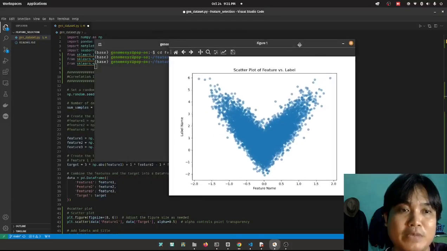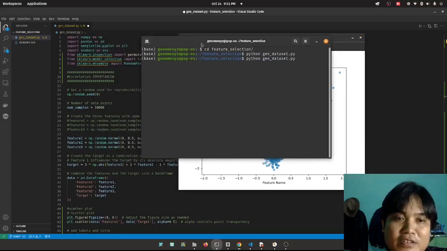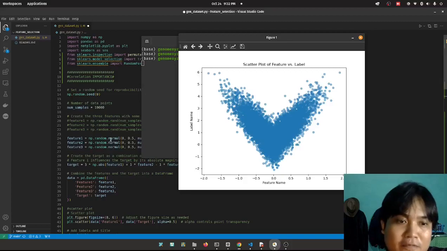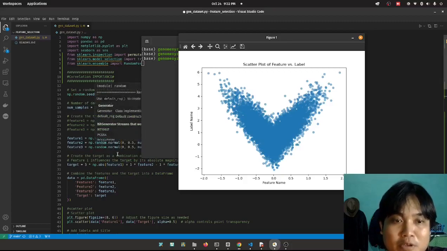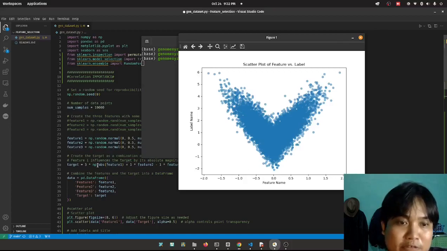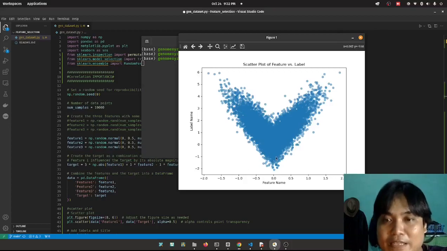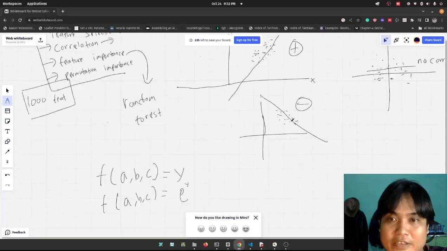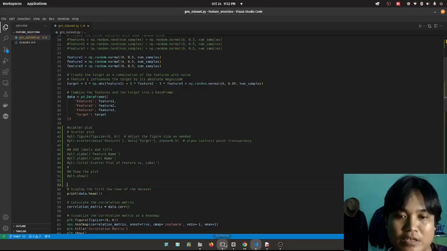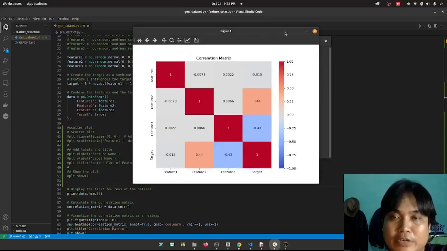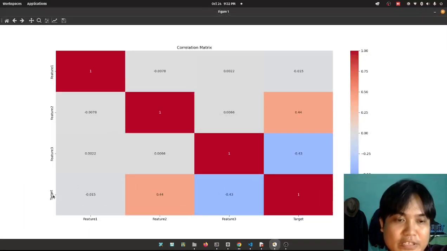Oh yeah, I forgot to mention that, as I mentioned earlier, when we plot the scatter plot for an absolute value like this, the pattern will be a V, as in the whiteboard here. And run again. As you can see, this is the target. And the value of correlation between the target and feature 1 is near 0, or in the correlation it says no correlation.